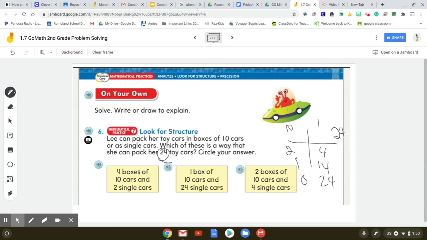4 boxes of 10 cars and 2 single cars. Do I have that over here? Wow, 4 boxes of 10, that's 40 plus 2. Oh no, that's not it. Let's look at this one. 1 box of 10 cars and then 24 single cars. Does that make sense? Well, that's a lot too. That's like 34. Nope. What about 2 boxes of 10 cars? 2 boxes, that's 20 plus, look, I have 2 boxes of 10 plus 4 single right here. Oh, that's it right there.